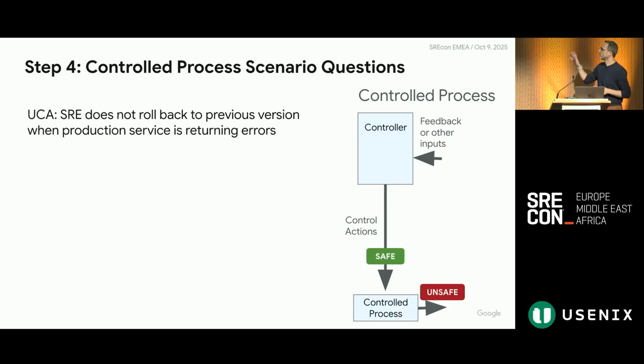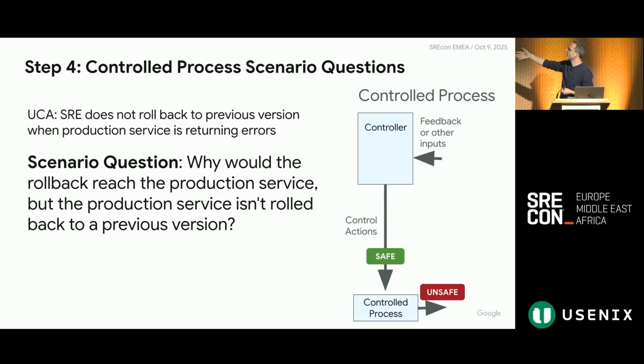Finally, we have the control process scenarios, where the controller does not take an unsafe control action, and the control process does not receive an unsafe control action. However, the control process at the bottom acts as if it received the unsafe control action. Remember our UCA? SRE does not roll back to previous version when production service is returning errors. The question here is, why would the rollback reach the production service, but the production service is not rolled back to the previous version?